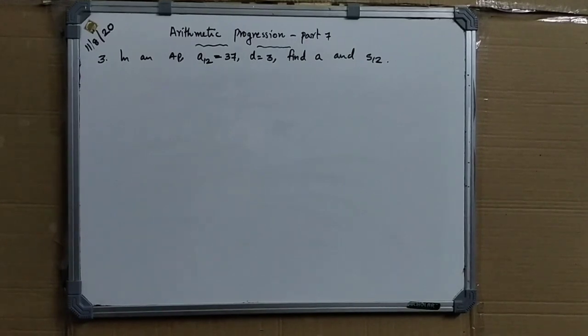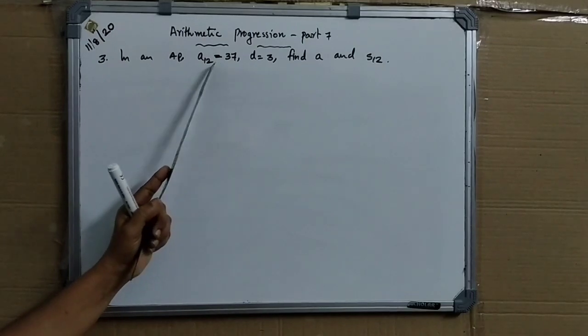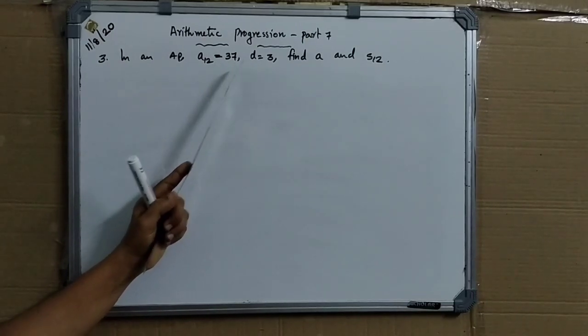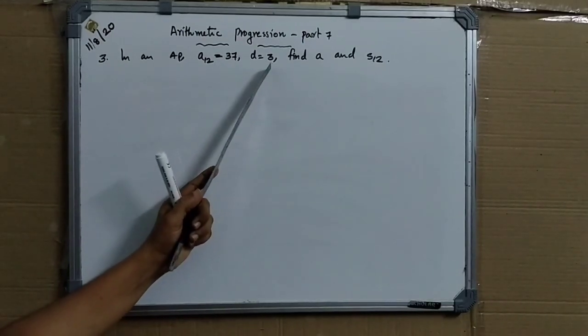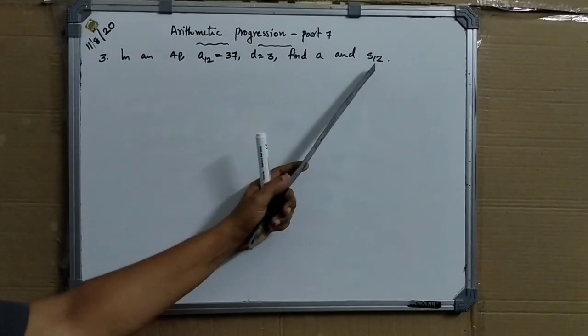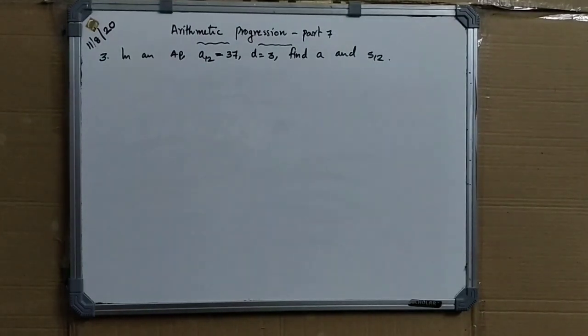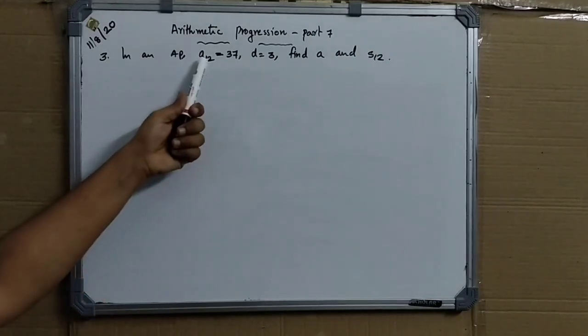Now in this, in an AP, A12 equal to 37. The 12th term of an AP is 37, and the common difference is equal to 3. It is asked to find out a, that is the first term, and S12. S12 means the sum of the first 12 terms. Okay. So let us start with A12.